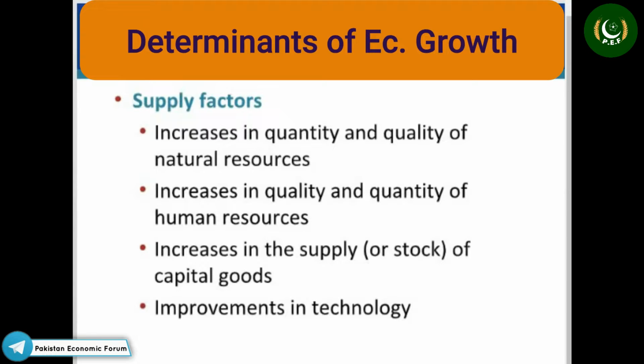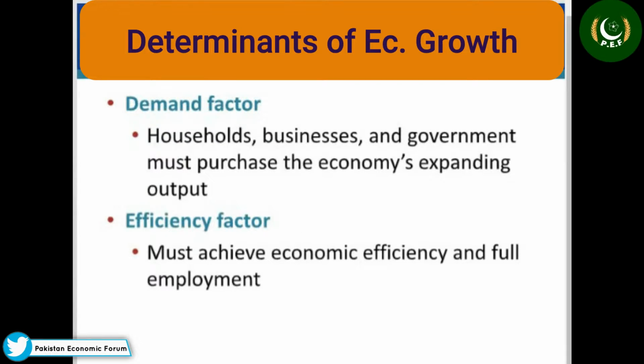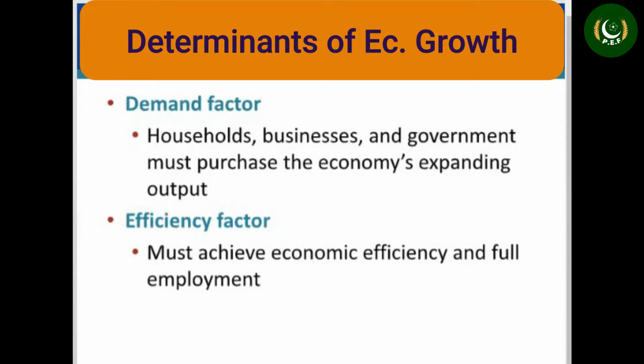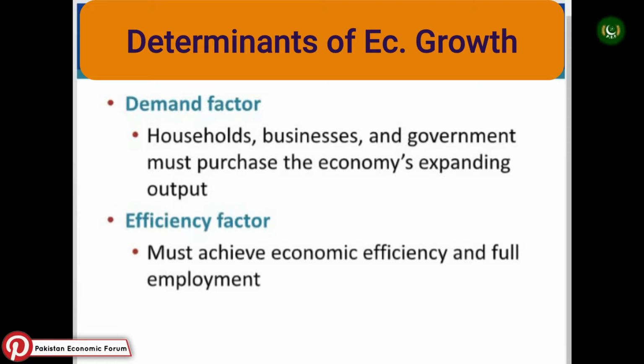Four of the determinants of growth relate to the physical ability of the economy to expand. Any increases or improvements in these supply factors will increase the potential size of an economy's GDP. The fifth determinant of economic growth is the demand factor. To achieve the higher production potential created by the supply factors, households, businesses, and government must also expand their purchases of goods and services. The sixth factor, efficiency, involves the issue that the economy must achieve economic efficiency as well as full employment. It must use its resources in the least costly way to provide the specific mix of goods and services that maximizes people's well-being.